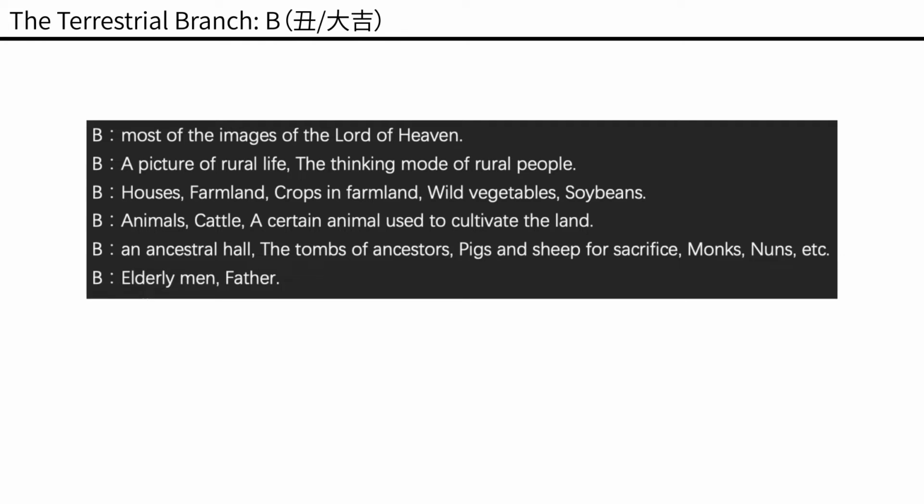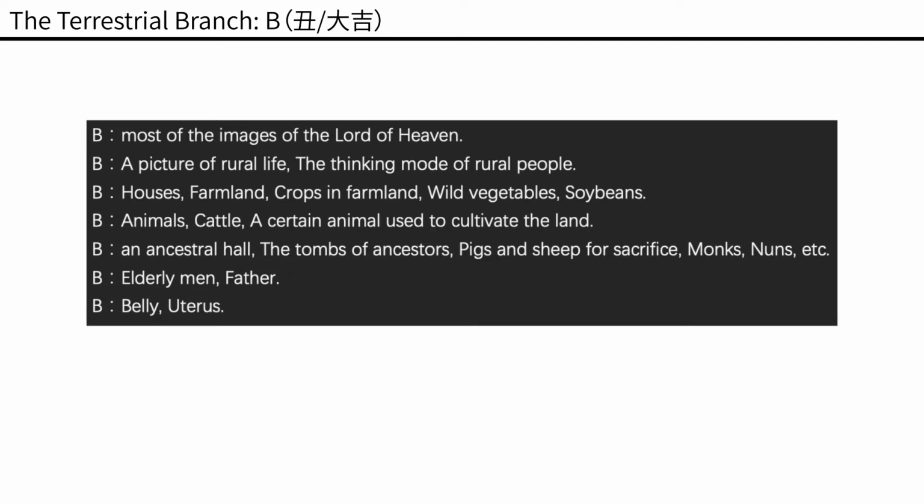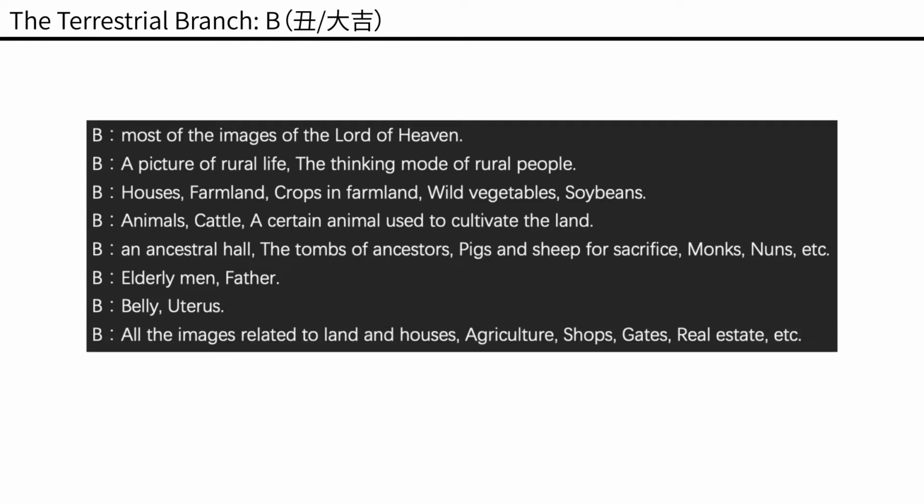The respected people in the countryside are the noble elders. They are the fathers or elders of everyone. Therefore, B can represent the elder man, and sometimes B is directly regarded as father. Because the shape of the word 丑 is very similar to the belly, so B represents belly and uterus. B represents all the images related to land and houses, such as agriculture, shops, gates, real estate, etc.